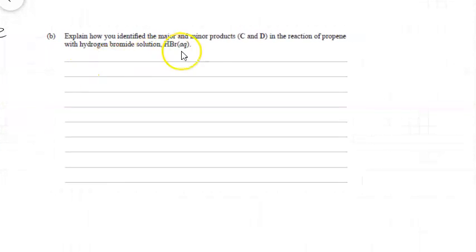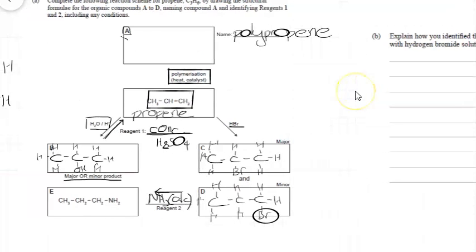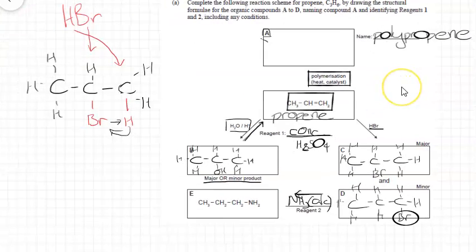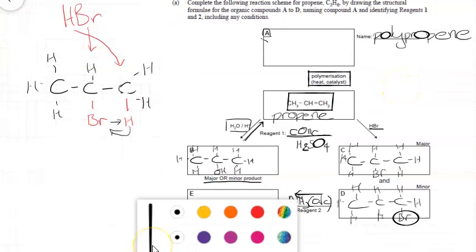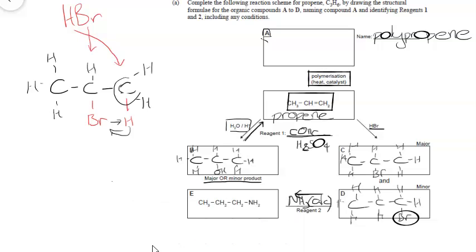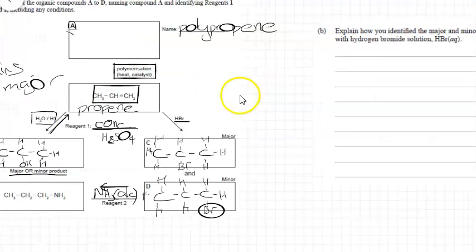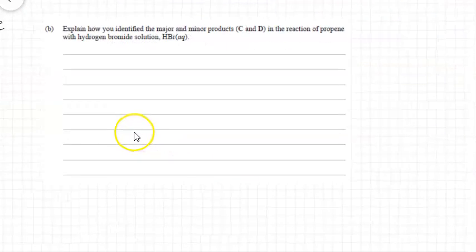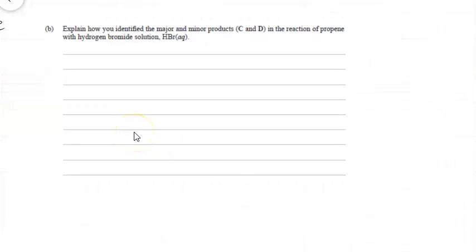Okay, the next one. Explain how you identified the major and minor products in the reaction of propene with hydrogen bromide. So that is putting into words what we were explaining with this hydrogen going to the carbon with the most hydrogens already. When that gains a hydrogen, that is the major product. So we need to explain that, which can make it a little bit trickier. To start off with, to get some quick marks, we can describe what type of reaction that is. We would say this is an addition reaction.